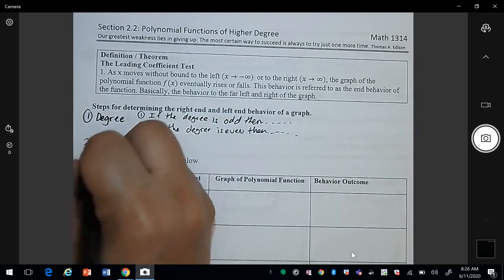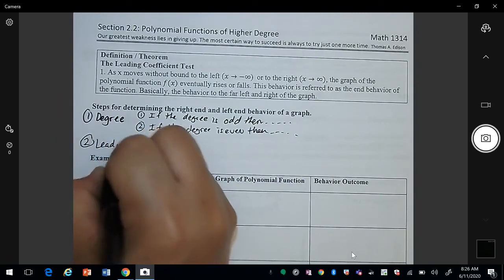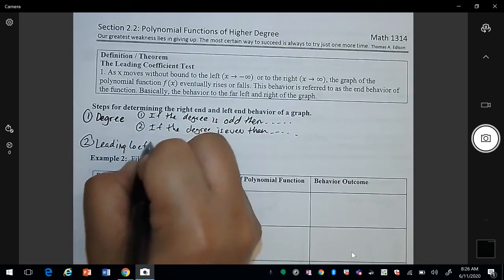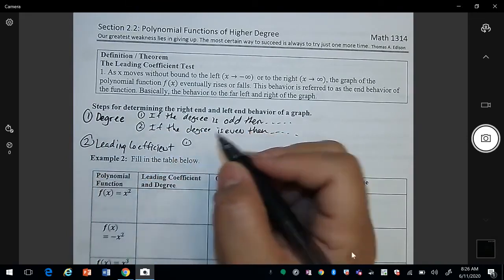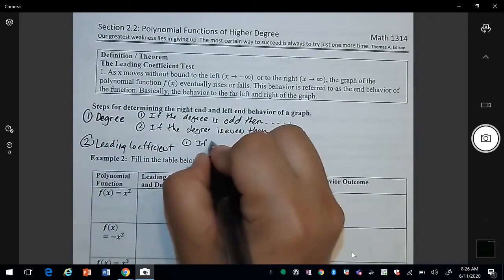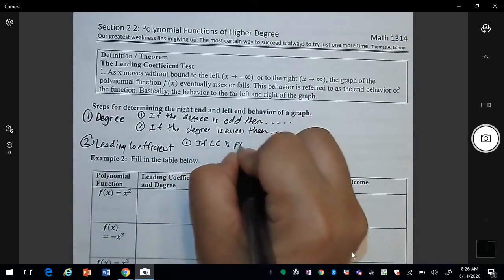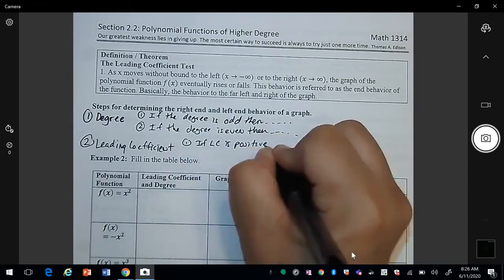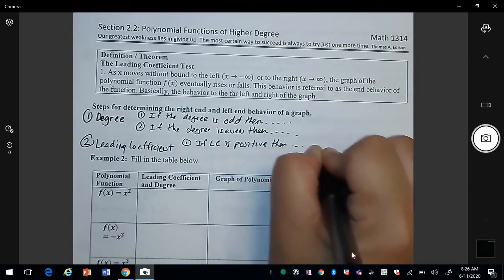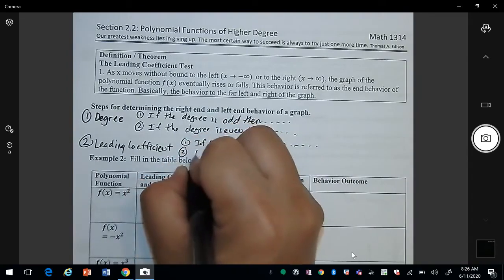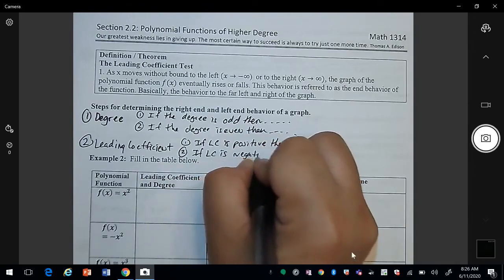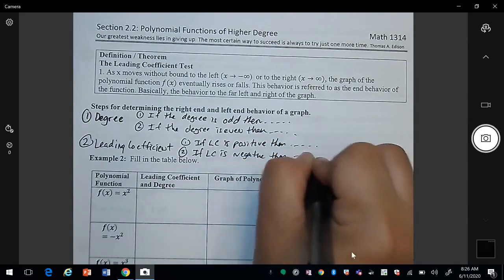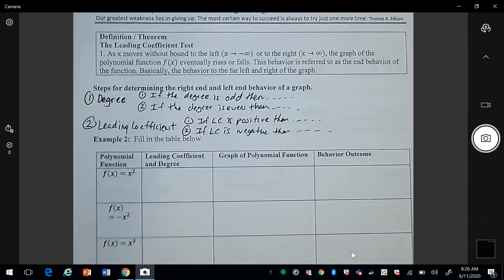The second thing that we need is the leading coefficient. And here we have two options too. If the leading coefficient is positive, then something happens with the behavior. If it's negative, then something happens. So we're going to find out what that something is.